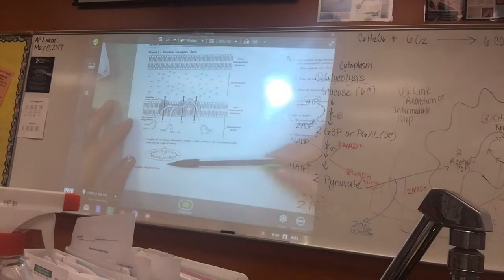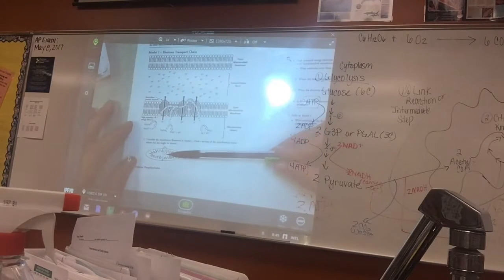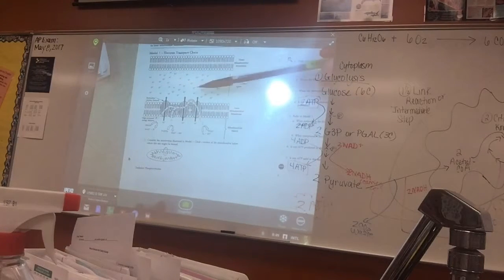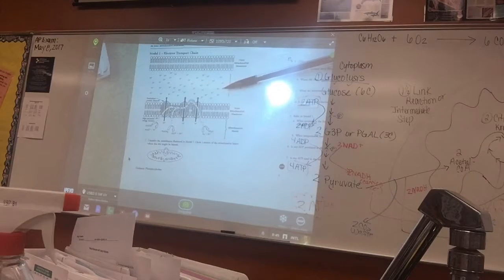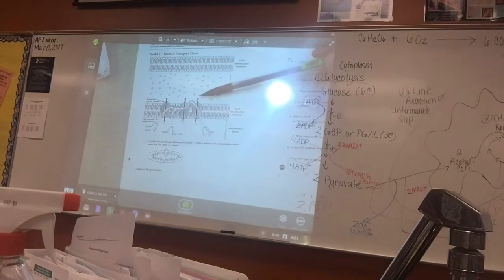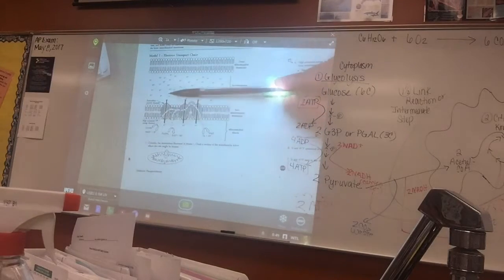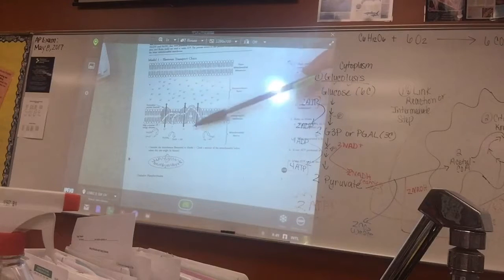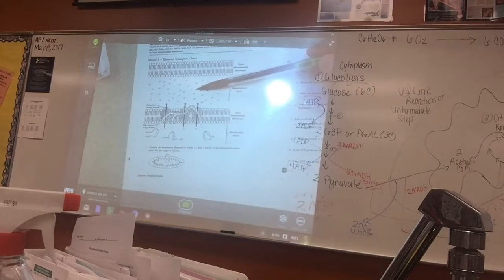All right. So that's number 1. Does that make sense? Number 2. The highest concentration of H+ ions you should have is in the inner membrane space. B. How do the hydrogen ions reach this area? They are pumped through the transport proteins in the electron transport chain. Pumped meaning going from low to high concentration.